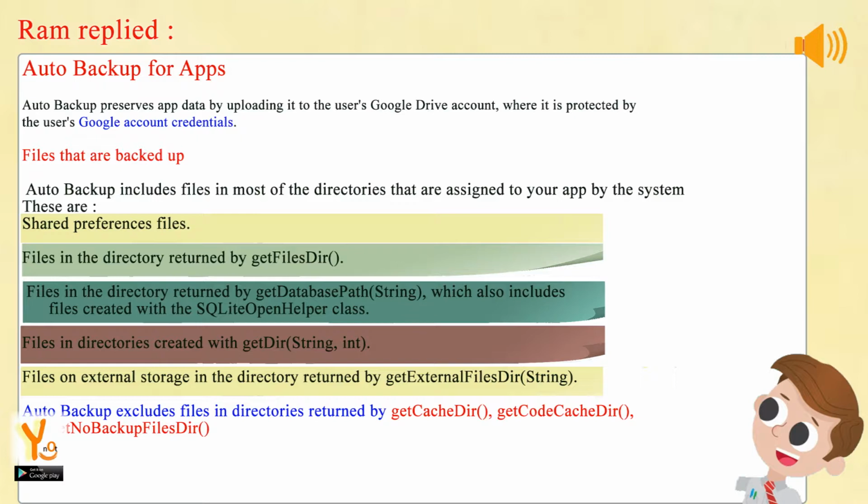Shared preferences files. Files in the directory returned by getFilesDir. Files in the directory returned by getDatabasePath, which also includes files created with the SQLiteOpenHelper class. Files in directories created with getDir. Files on external storage in the directory returned by getExternalFilesDir. Auto Backup excludes files in directories returned by getCacheDir, getCodeCacheDir, or getNoBackupFilesDir.